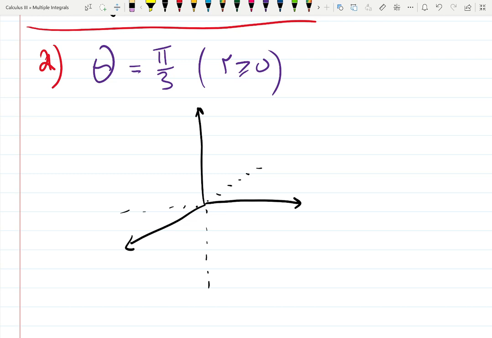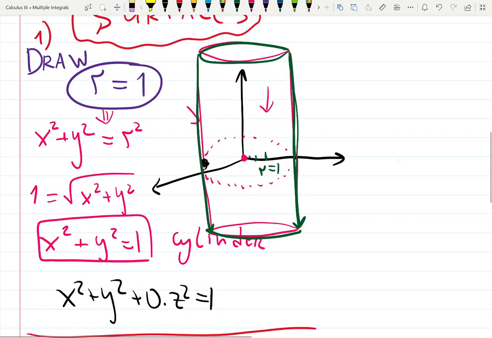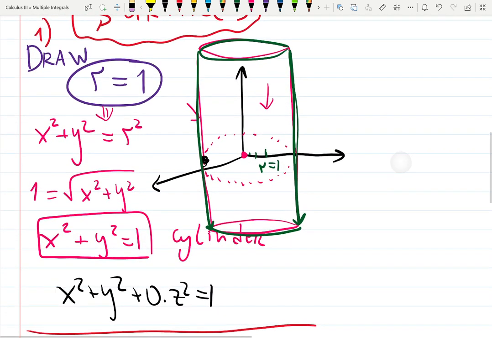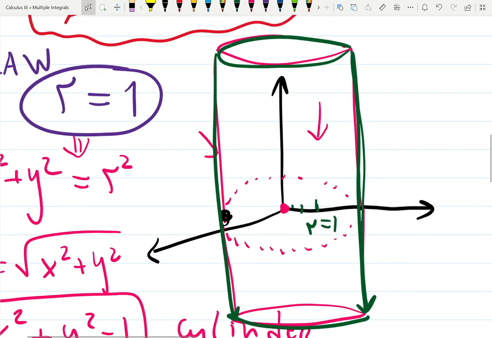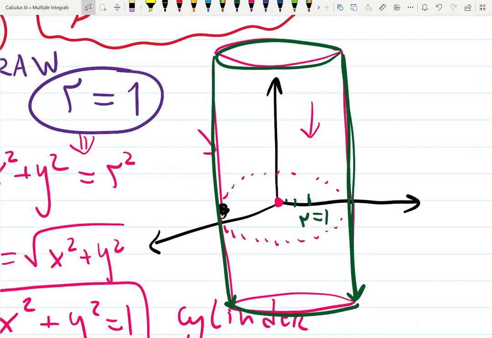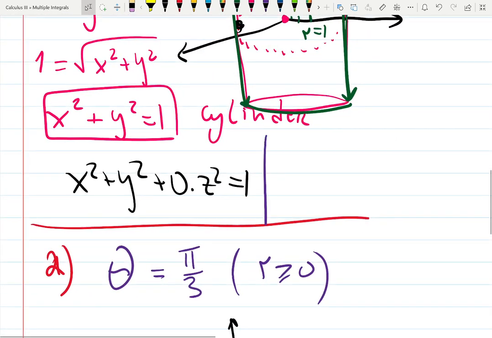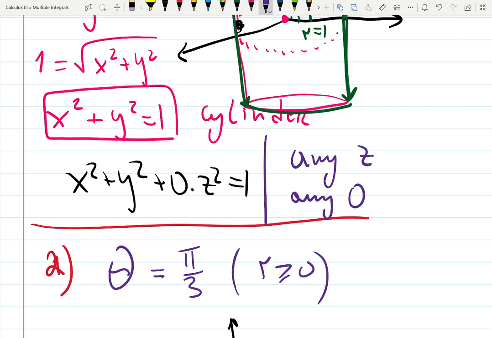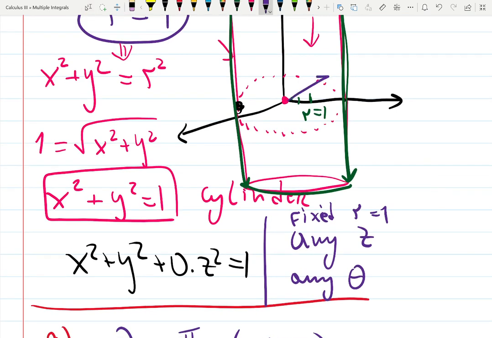So in the first example, we have any kind of z and any kind of theta. Okay. Yeah, let me actually comment this. That's actually a good idea that I should comment. Any z and any theta, but fixed r equals 1. That's what is happening here, right? So any angle, it can be here or here or here, but it has to be at a distance 1, and it can go up and down.